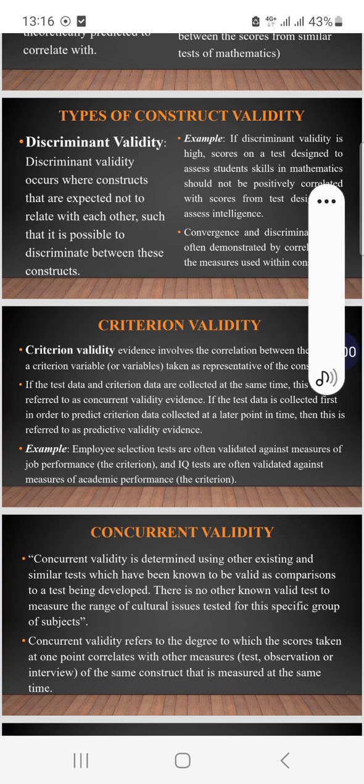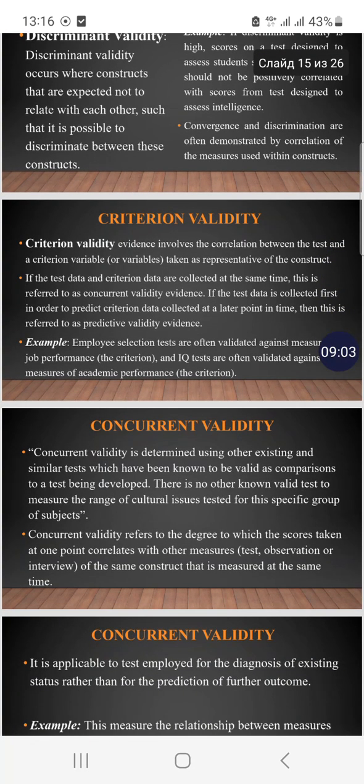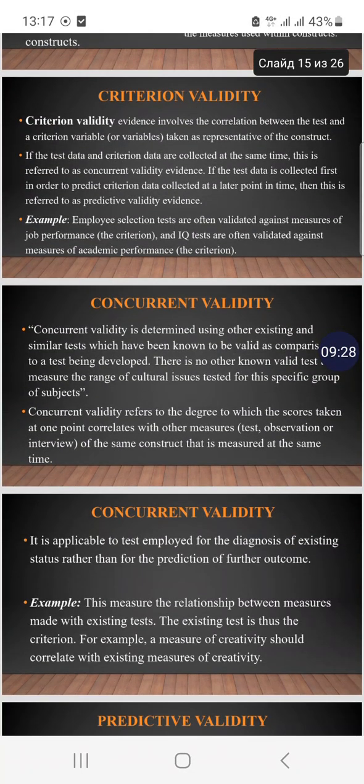Criterion validity. Evidence involves the correlations between the test and a criterion variable or variables taken as representative of the construct. If the test data and criterion data are collected at the same time, this is referred to as concurrent validity evidence. If the test data is collected first in order to predict criterion data collected at a later point in time, then this is referred to as predictive validity evidence. For example, employee selection tests are often validated against measures of job performance. The criterion and IQ tests are often validated against measures of academic performance.